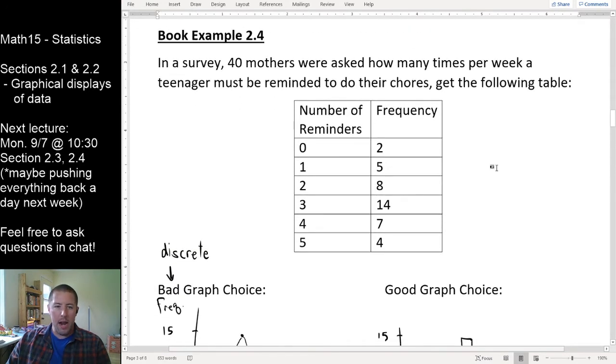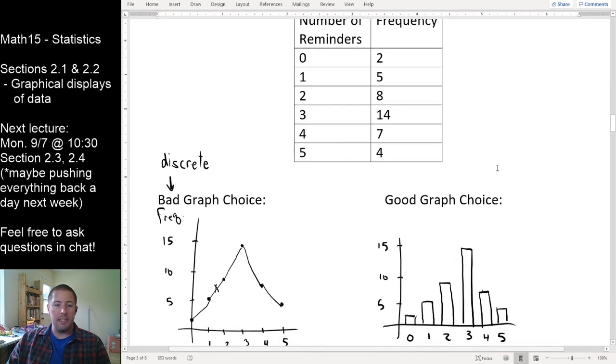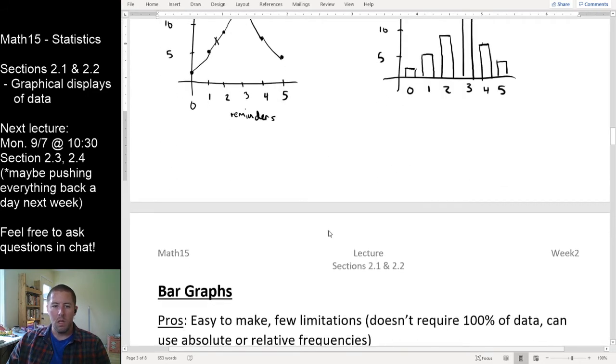So why do I not like book example 2.4? I don't think that we should ever connect data points with lines when those are discrete data points. If it's not possible for us to achieve values that are in between them, then I don't think that we should connect them with a line.